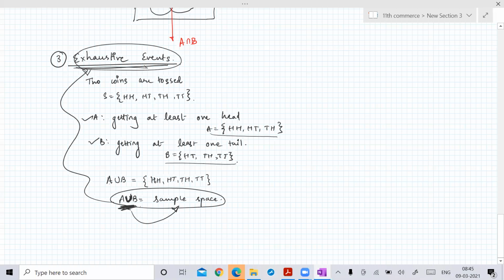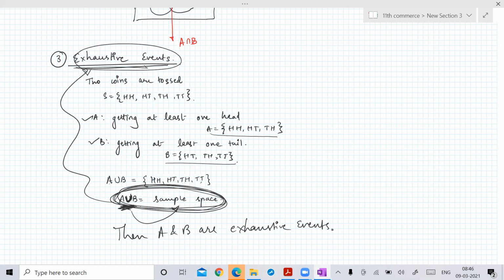So A union B is what? HH, HT, TH, TT. So A union B is the sample space. So whenever it is the sample space, then A and B are exhaustive events. So whether they are exhaustive events or not, for that we need two events in the picture, and for a certain event or sure event we need only one event. Okay, so done. Exhaustive event.